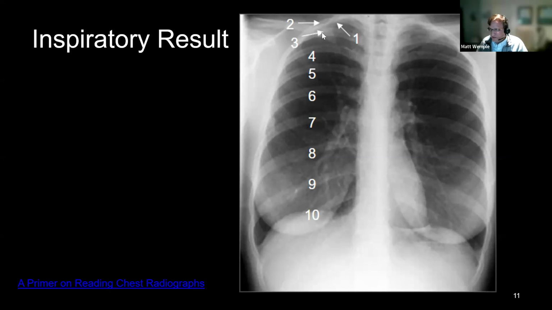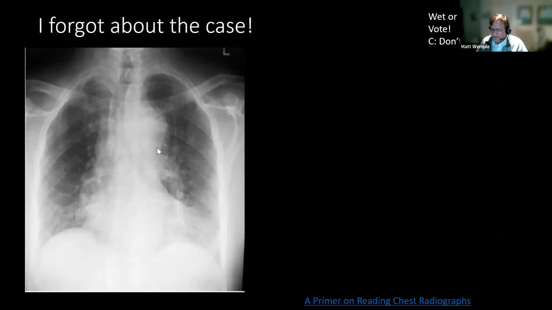So when you're counting, you can start counting this rib as number 3, 4, 5, 6, 7, 8, 9, 10. And usually about 9 or 10 is a good inspiratory result. All right, let's get back to this case. I forgot about it. Let's count the inspiratory result here.